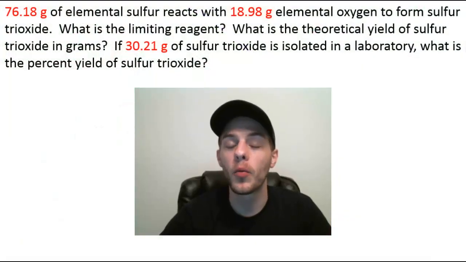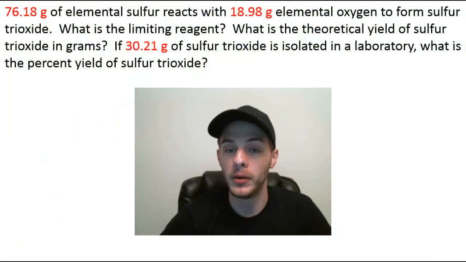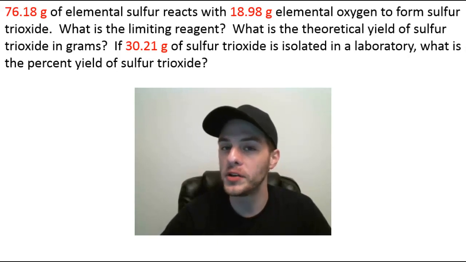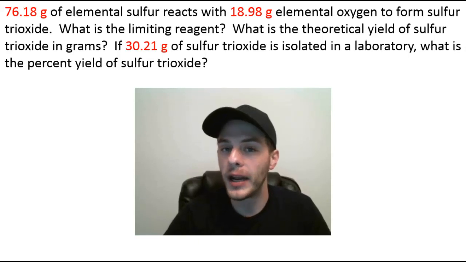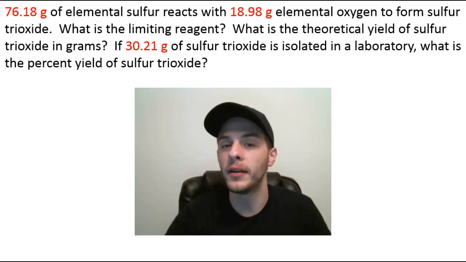Hey everyone, in this video we're going to do a complete stoichiometry problem. So there's going to be a lot of steps along the way. We're going to start by writing a balanced chemical equation for a chemical reaction. Then we're going to use that balanced chemical equation to determine a limiting reagent. Once we know our limiting reagent, we're going to figure out a theoretical yield and then finally a percent yield.